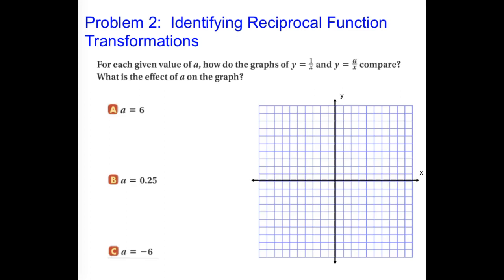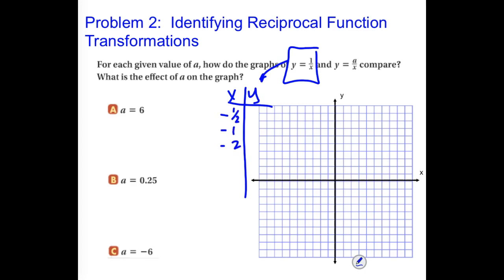So what we're going to do on this one, we are going to graph that parent function, and then we're not going to graph each of these individual ones. We're just going to look at what would change on it. Okay? So if we were to graph y equals 1 divided by x, let's put in negative 1/2, negative 1, and negative 2. And then our positive versions.